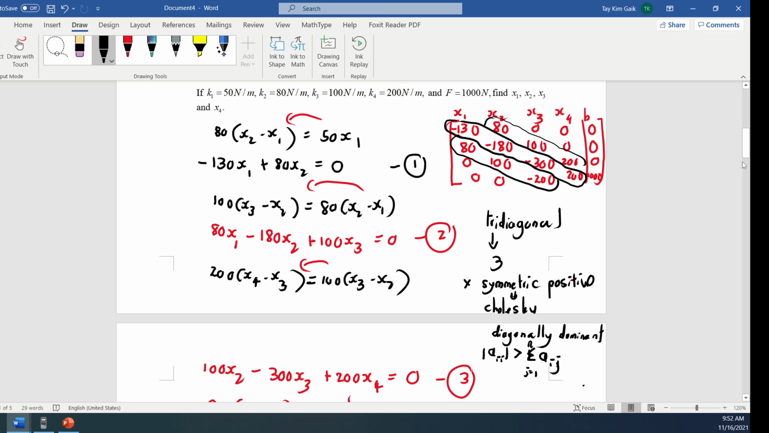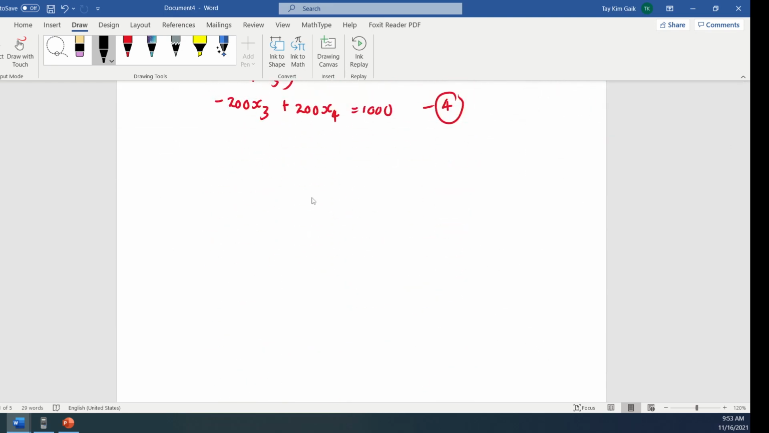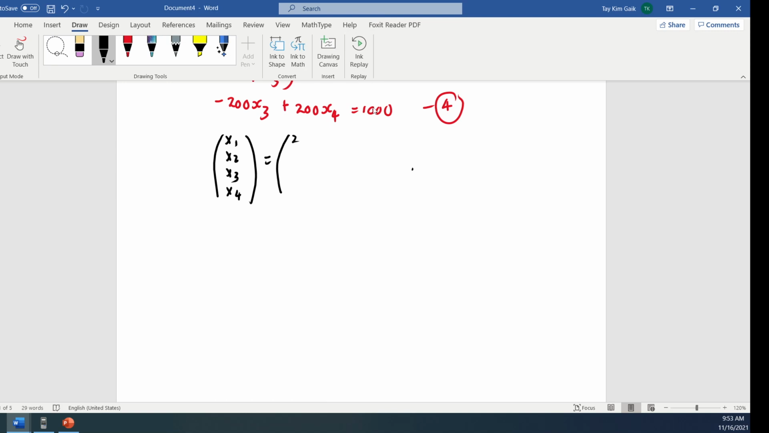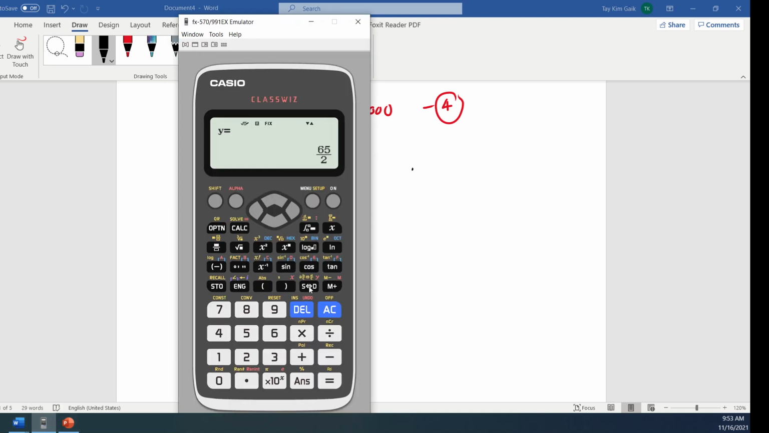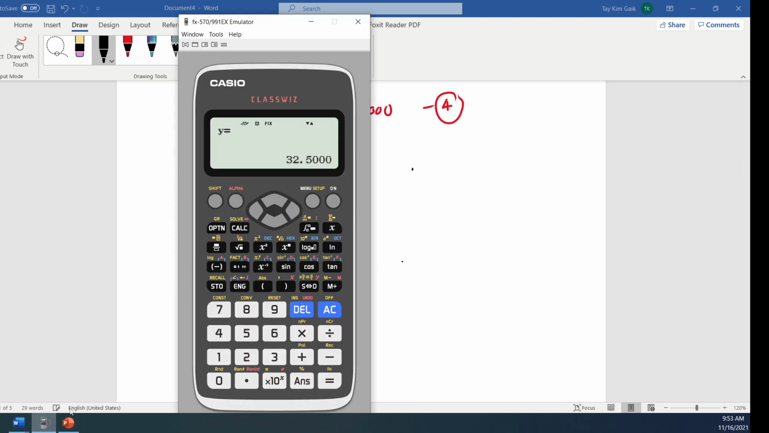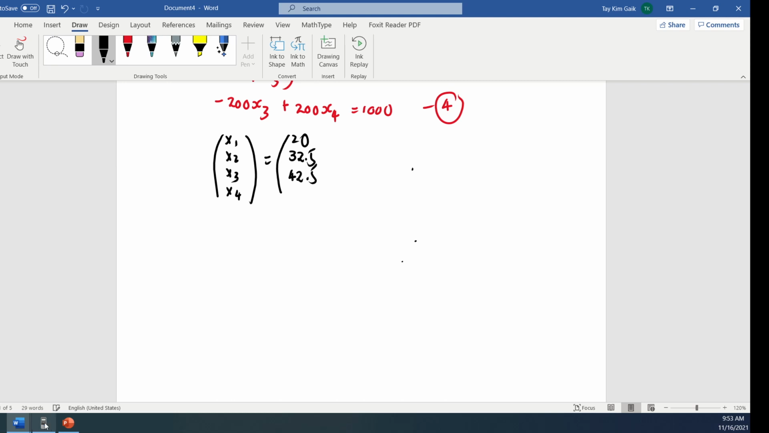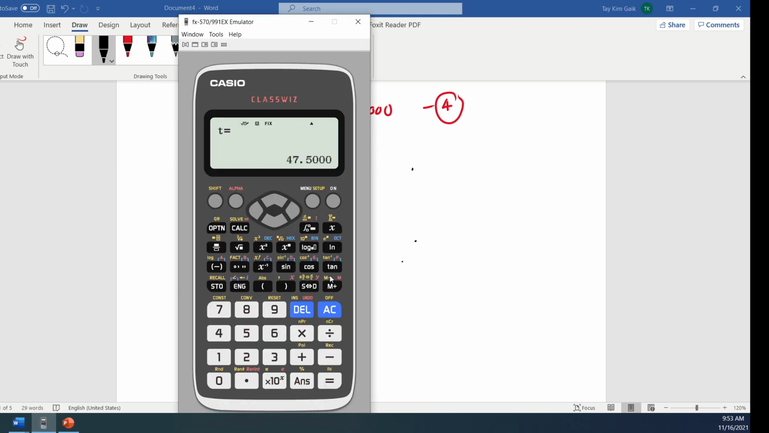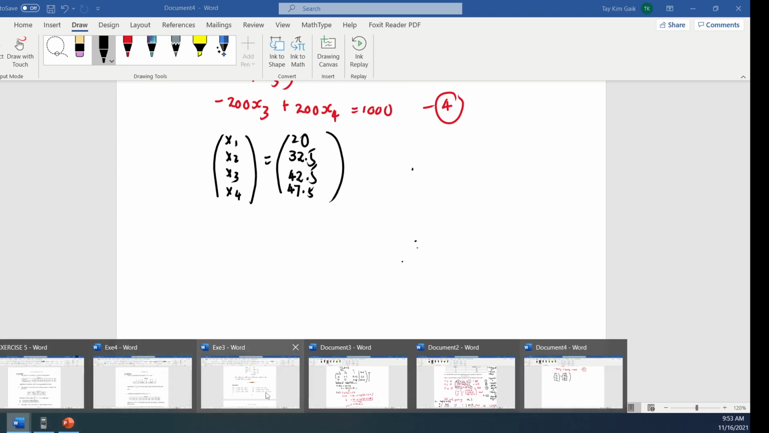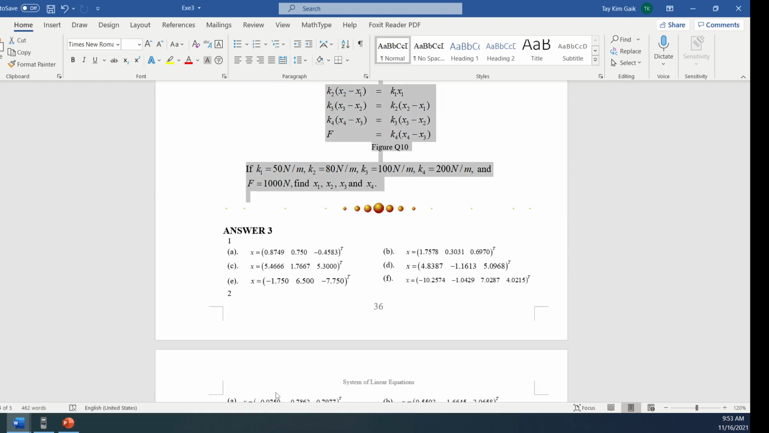So we obtain x1, x2, x3, x4: 220, 32.5, 42.5, 47.5. Check with the solutions. Question 10.